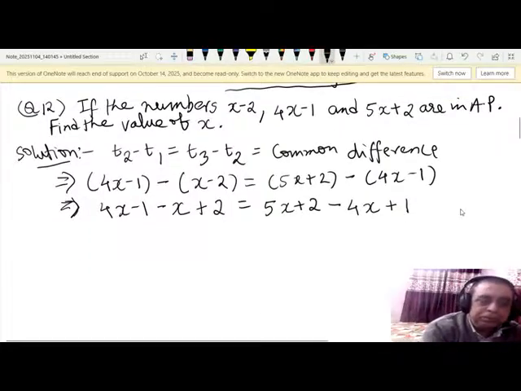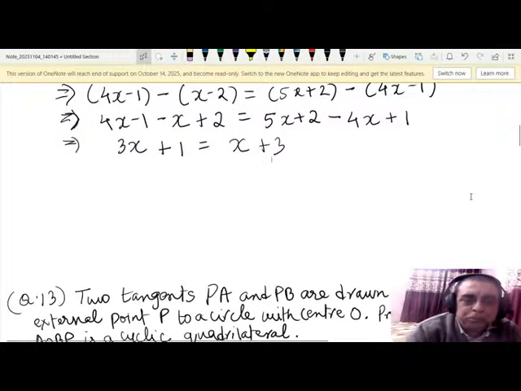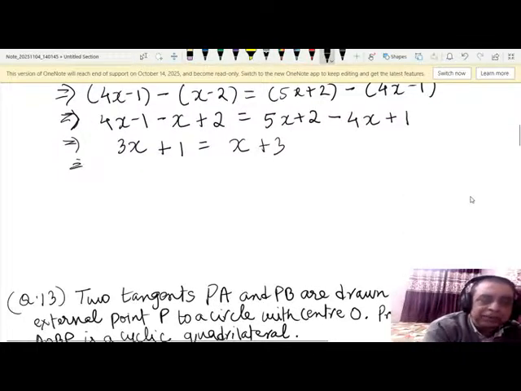Now you solve this equation. First you simplify the left side and right side. 4x minus x gives us 3x. Minus 1 plus 2 is plus 1. And on the right side, 5x minus 4x is plus x. Plus 2 plus 1 is plus 3. Now move the x terms to the left.